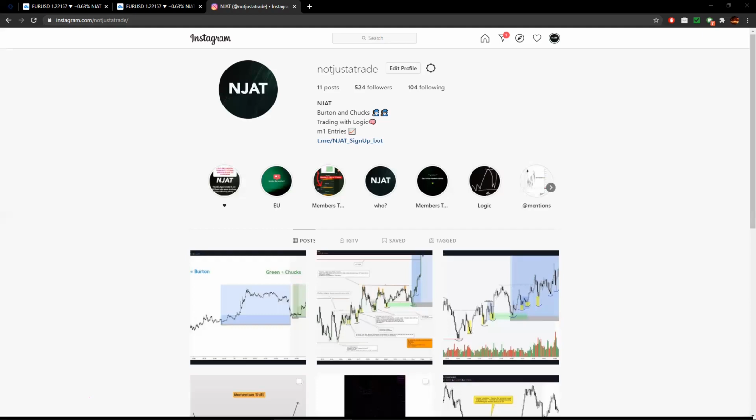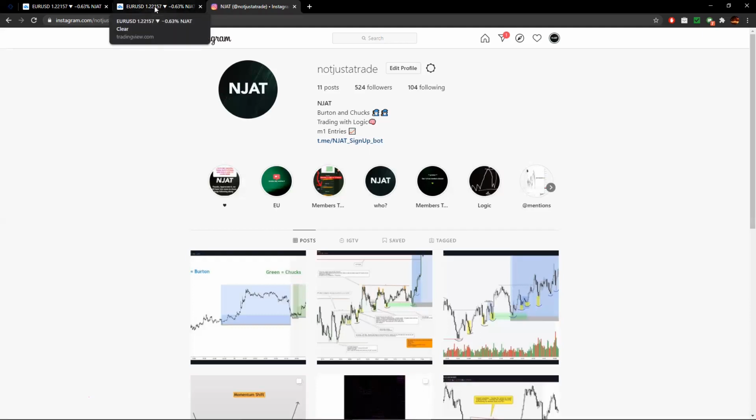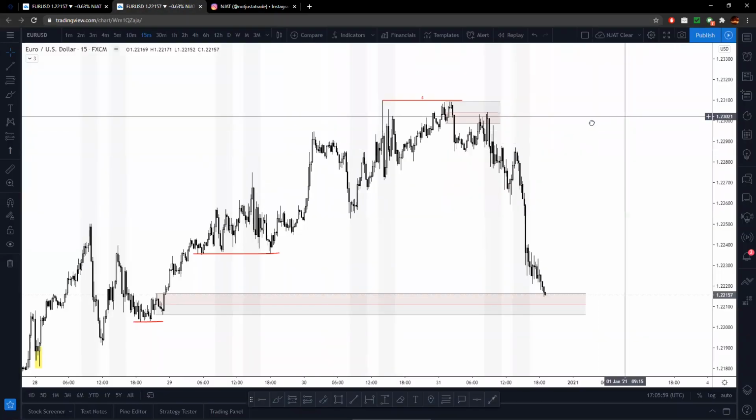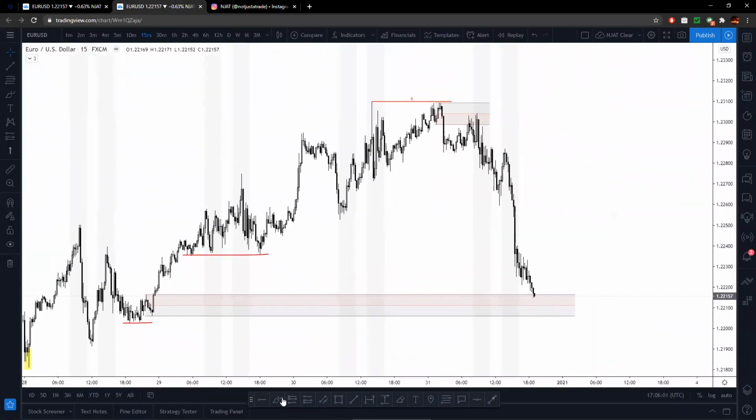Today we're going to be going over Thursday's price action and then going into our plan for NJAT in 2021. Cool, so now I wanted to go into Thursday's price action, just starting with the 15-minute and just looking at what's happened. So let's get the rotate.